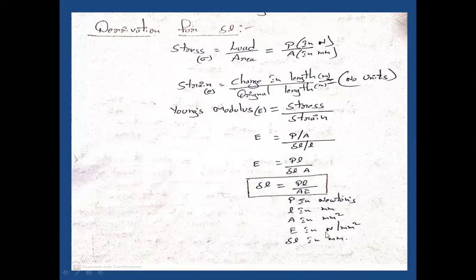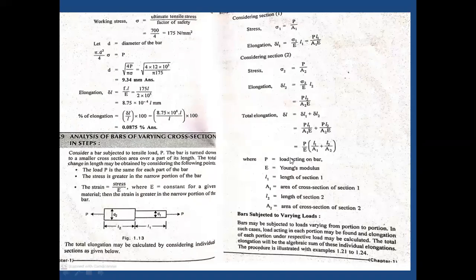While using this formula, the units of every parameter should follow these: P will be in newtons, L will be in mm, and A will be in mm square. E will be in Newton per mm square or megapascal. 1 megapascal equals 1 Newton per mm square. Delta L will be in mm. So let's go for the analysis.